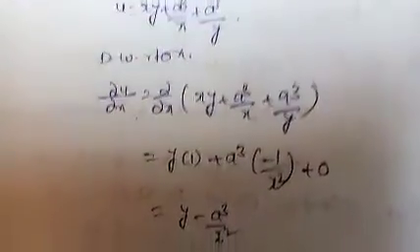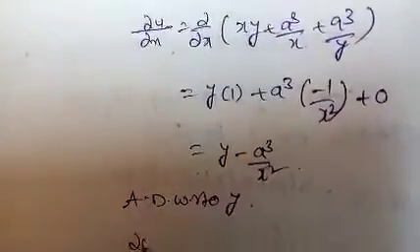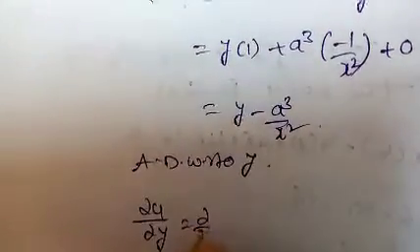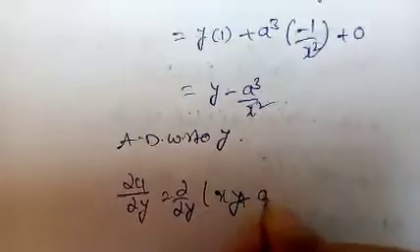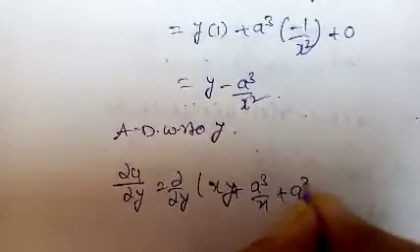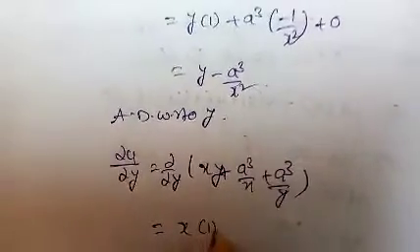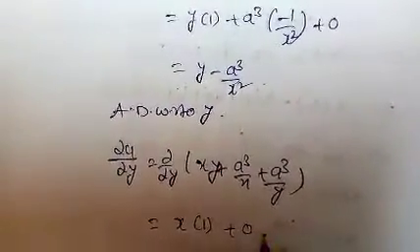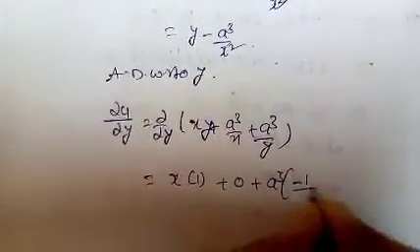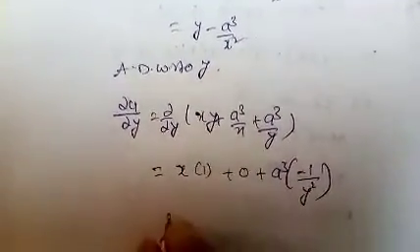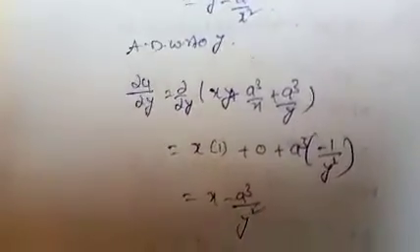And next again differentiating with respect to y. So then dou u by dou y equal to dou by dou y of the function u, which is xy plus a cube by x plus a cube by y. So then x into the derivative of y is 1, plus here 0. So here a cube into the derivative of 1 by y is minus 1 by y square. So then x minus a cube by y square.